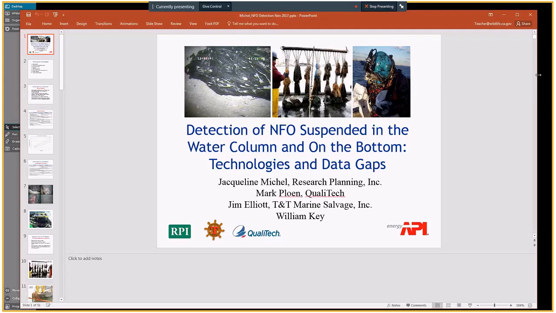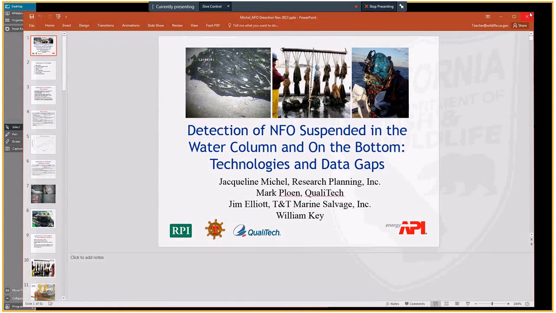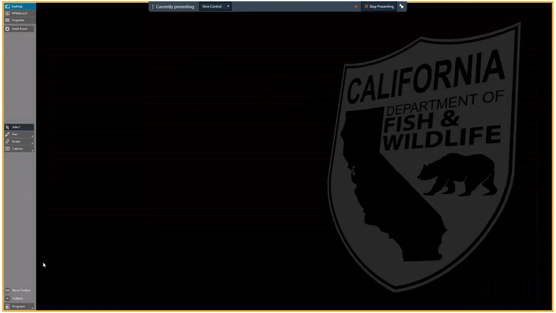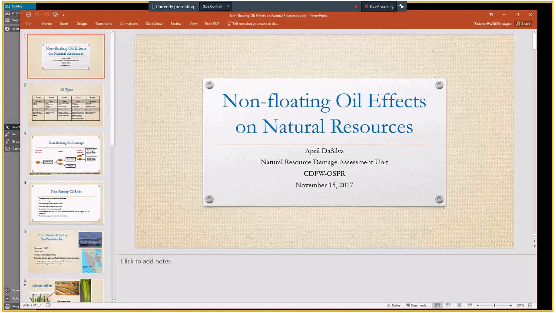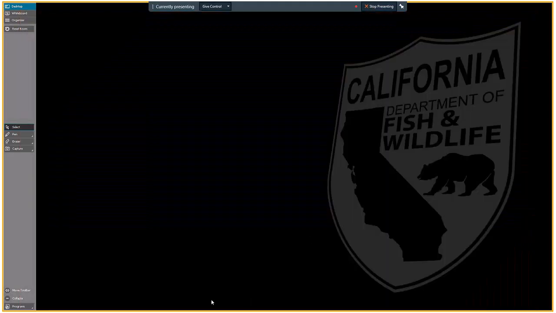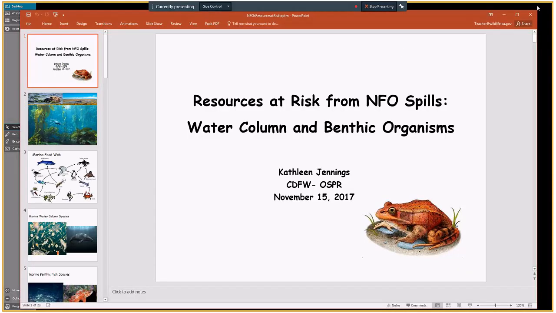Next speaker. So we got some great talks about detecting oil, finding oil, seeing oil and figuring out where it's going to go. So we're going to switch gears and look a little more at what the oil might hit and how it might hurt it. Kathleen Jennings and April DaSilva are the next speakers.